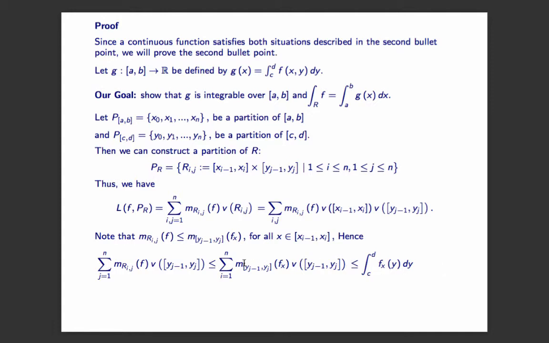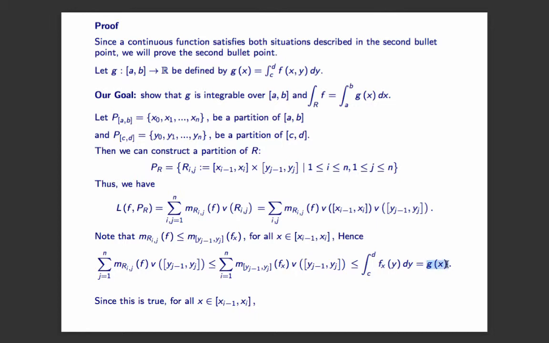Well, that is the lower sum of f_x over a partition of c to d, which means it's less than or equal to the integral of f_x over c to d, which we're assuming exists. And that's equal to g of x. That's actually the definition of g of x: let x be held constant and integrate with respect to y. That gives me g of x. And this is true for all x.